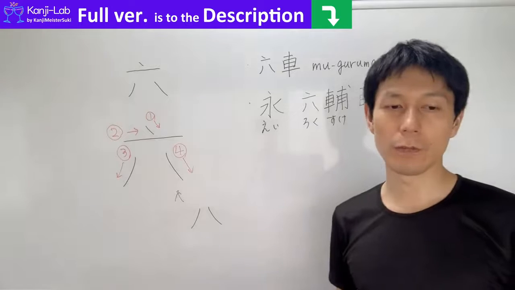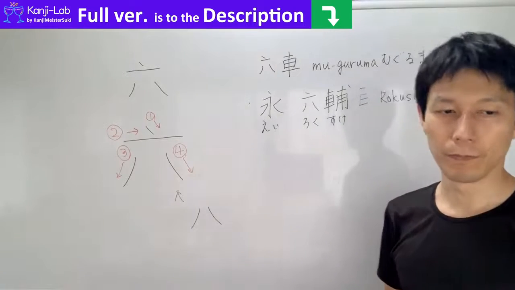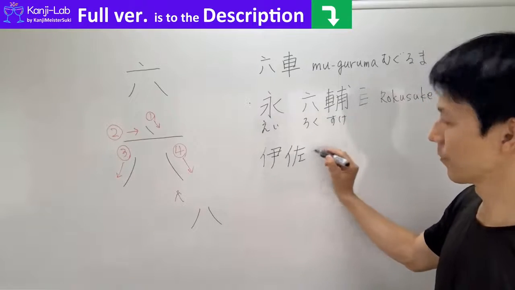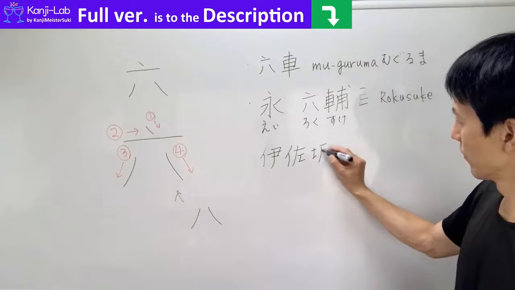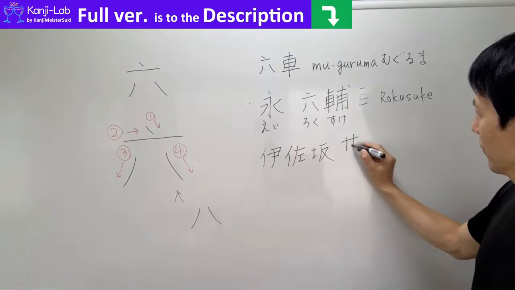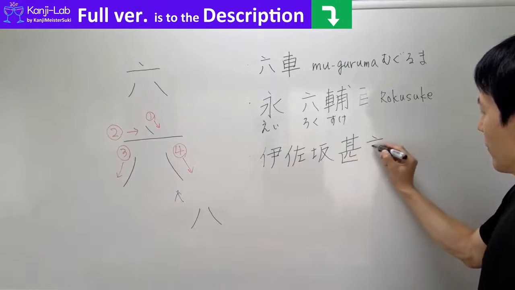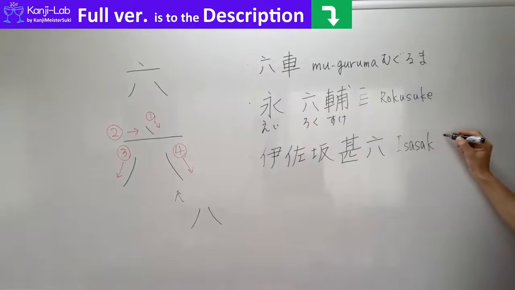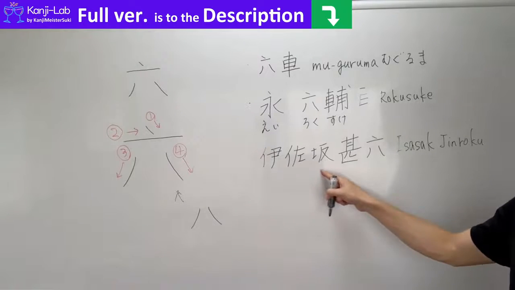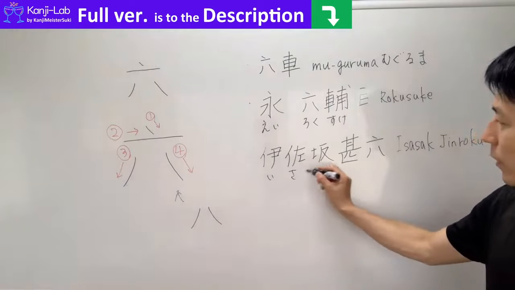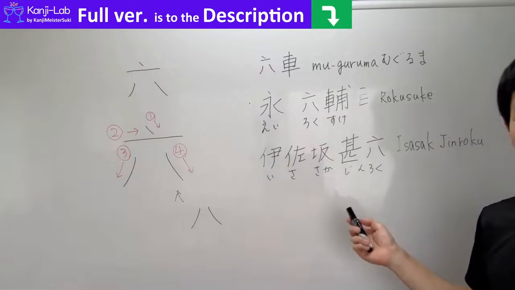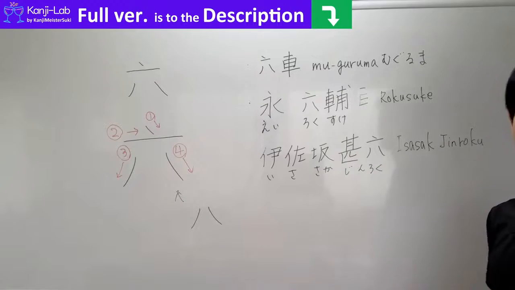Next, I will introduce some manga and anime characters that use the kanji roku. Isasaka Jinroku. He's a character in Sazae-san. Do you know this character?